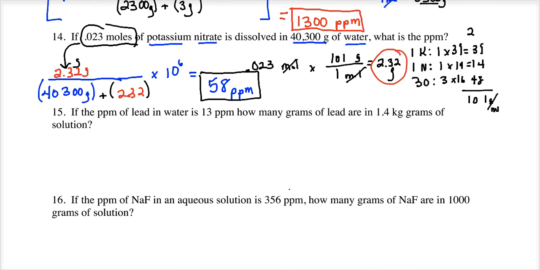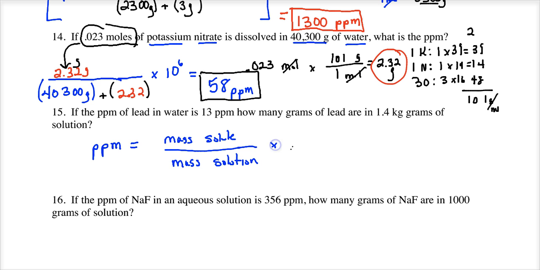Number 15. Again, start and stop me as you wish. Try it on your own and see what you get. But I'm going to continue on if you don't stop me. So in this question, they're giving you the parts per million. Remember, ppm is equal to the mass of my solute over the mass of solution, that's the solvent and the solute, times 10 to the 6th, which is a million.